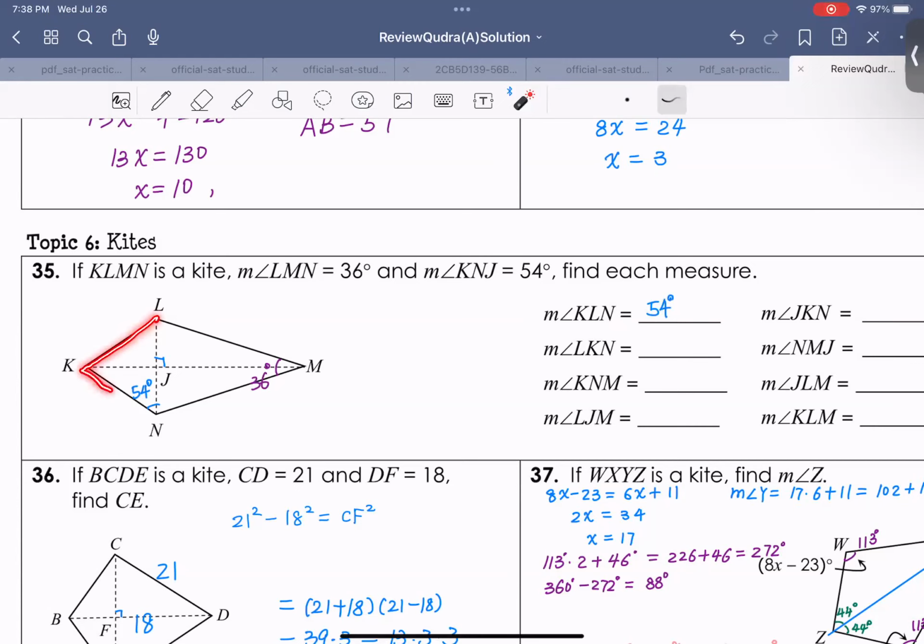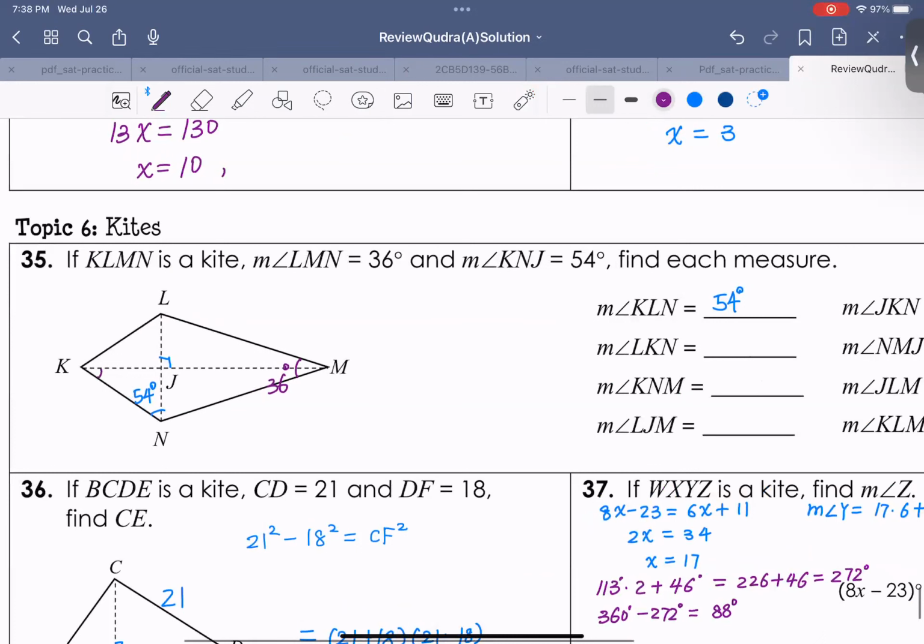LK. We have 54. This is 90. So how much is here? 180. It's 90 minus 54. That's 36. And so, you multiply by 2. Good. It's 72. Good job.